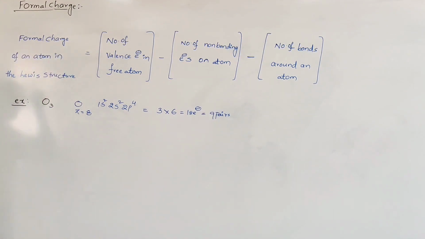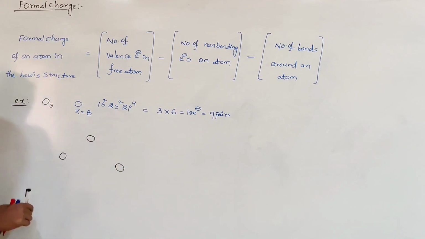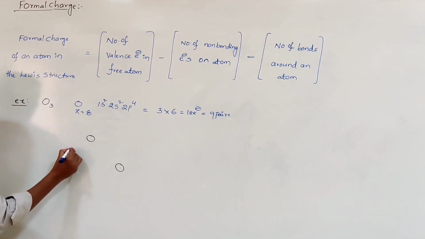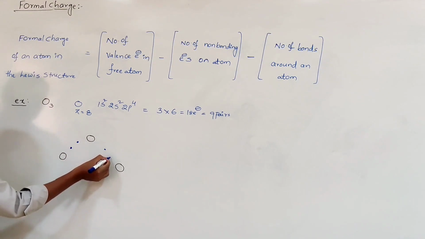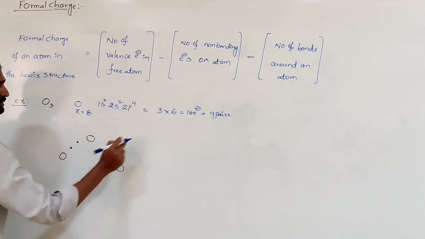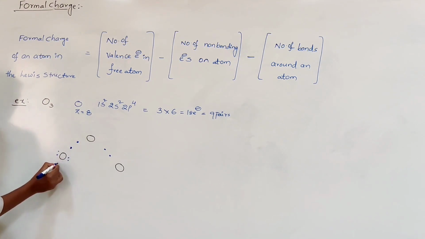Before calculating the formal charge of each oxygen atom in the ozone molecule, first you write the Lewis structure of the ozone molecule. Now I write the 3 oxygen atoms. Commonly, each oxygen atom is linked together with one bond first. I write 1 electron pair here, 1 electron pair here. Then I will try to arrange the remaining 7 pairs. First you can fulfill the octet in the case of this oxygen atom: 2, 4, 6, 8.